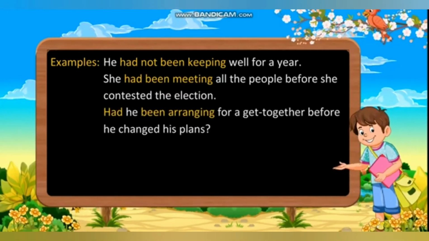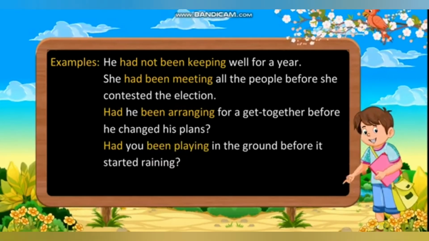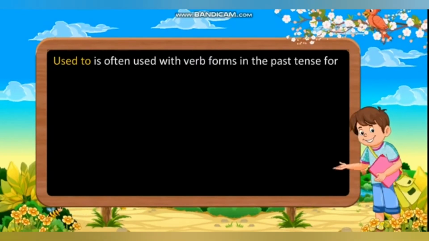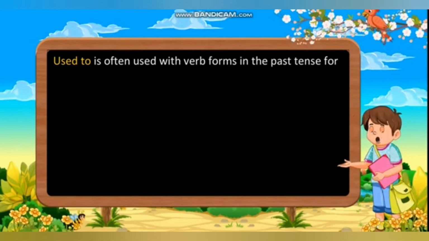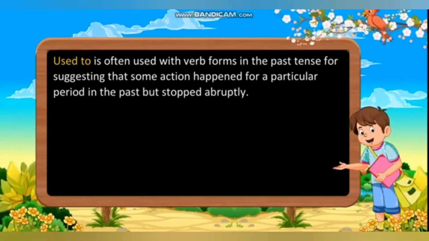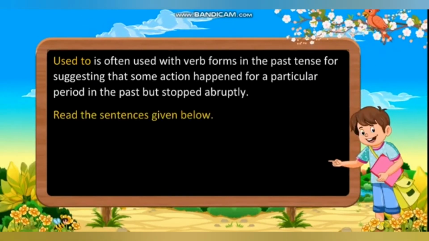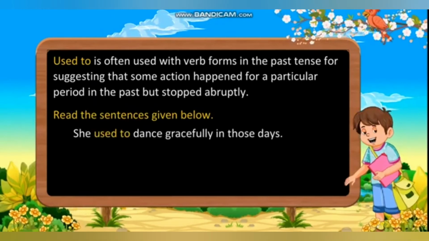Next, had you been playing in the ground before it started raining? Used to is often used with verb forms in the past tense for suggesting that some action happened for a particular period in the past but stopped abruptly. Read the sentences given below.